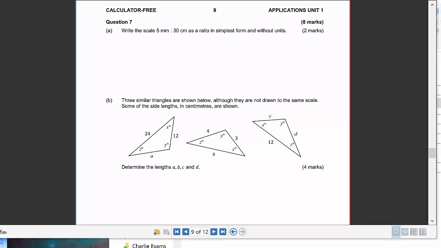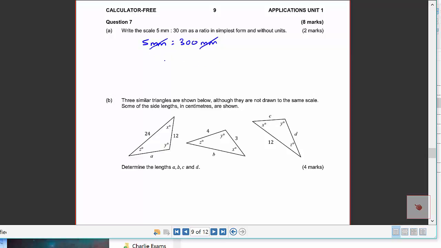Write the scale 5 millimeters to 30 centimeters as a ratio in its simplest form and without units. So we need the same units if we're going to get rid of units. So that's 5 millimeters, and 30 centimeters is 300 millimeters. We can then get rid of the units.